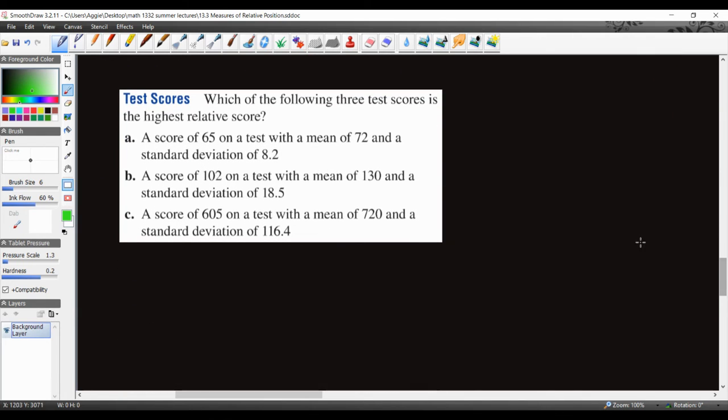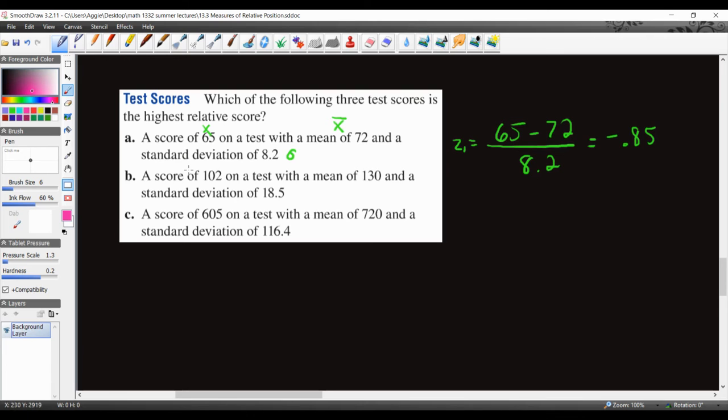It says, which of the following 3 test scores is the highest relative score? So we're going to do the same thing we did in the one before. We have a score of 65 on a test, so this is our x. This is our mean, and this is our standard deviation. We'll call this Z1: 65 minus 72 divided by 8.2. I did calculate this beforehand, so this is going to give us negative 0.85.